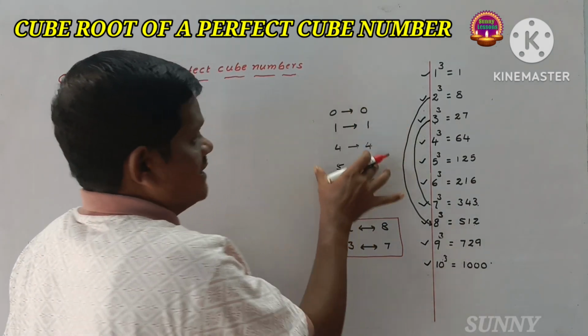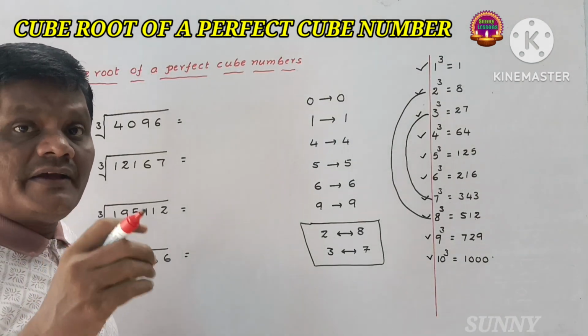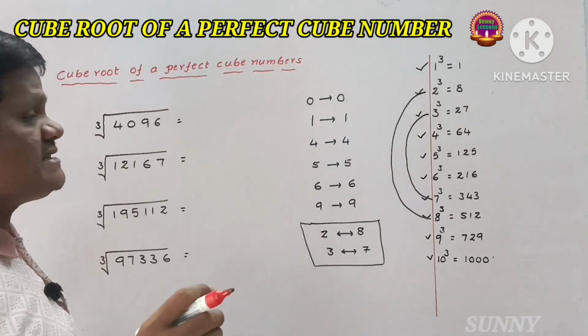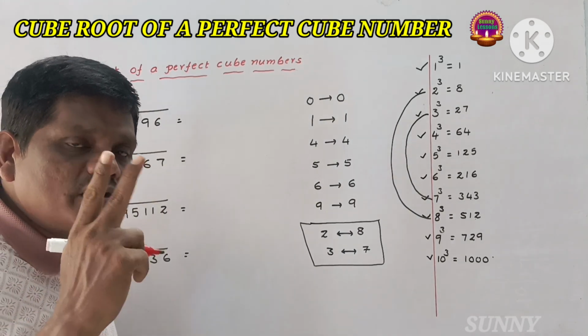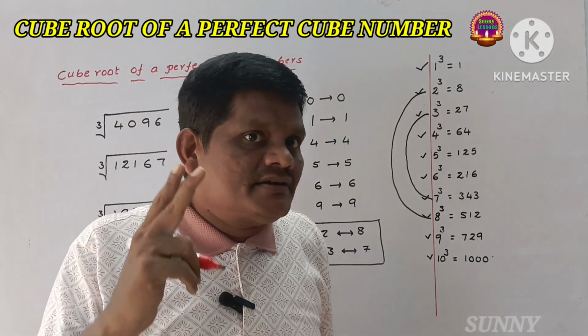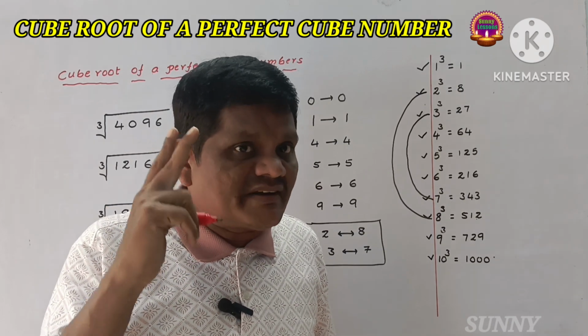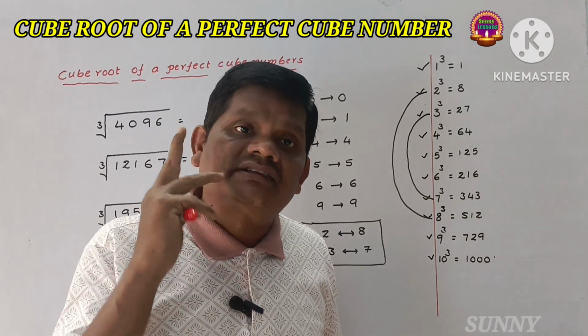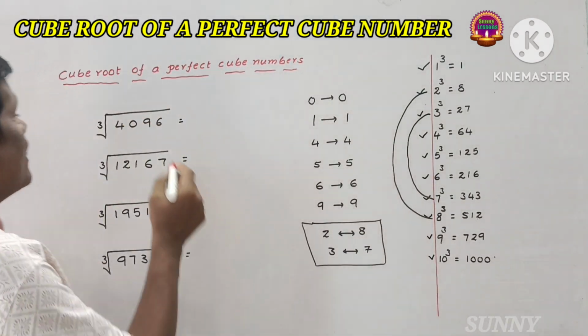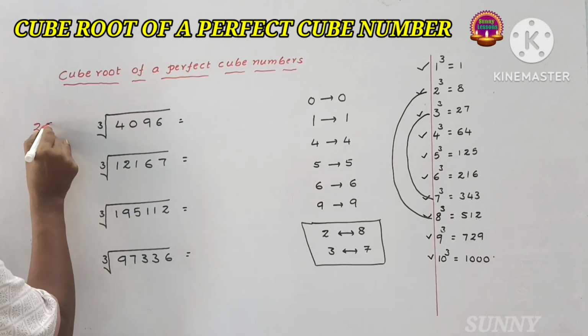Remaining all are the same. Cube root of a perfect cube number: in this case, we have to follow only 2 steps. In square root of a perfect square number, we have to follow 3 steps. Here we have to follow only two steps.